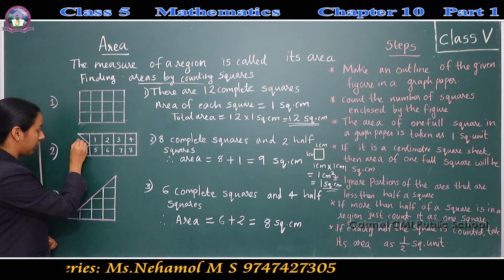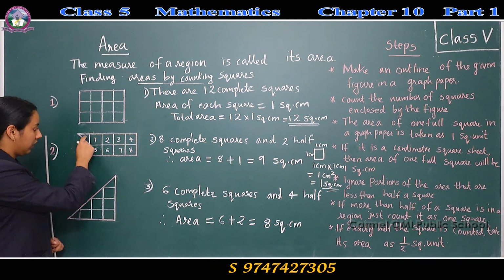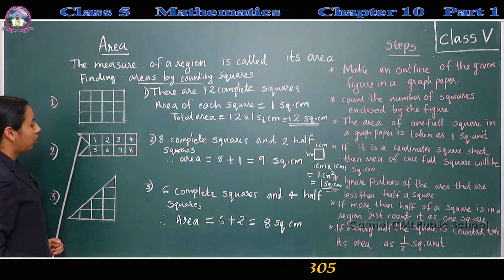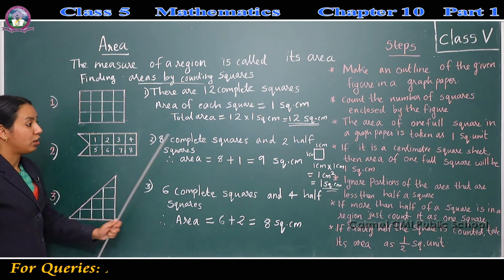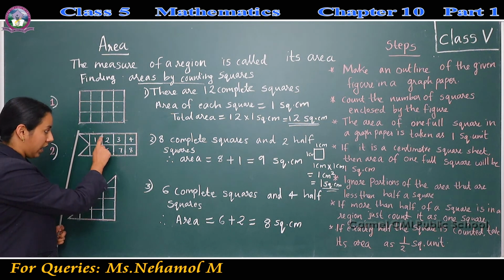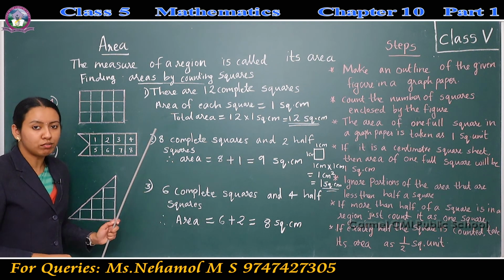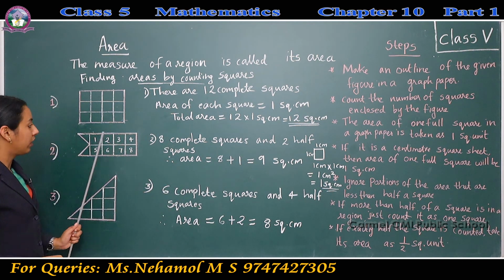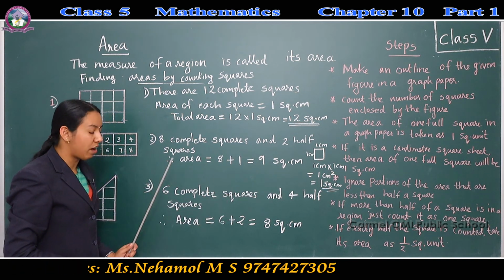Half portion only is given. Then, how many? 8 complete squares, then 2 half squares. Then what will be the area? Area of complete squares plus area of half squares. Then 8 complete squares and 2 half squares.